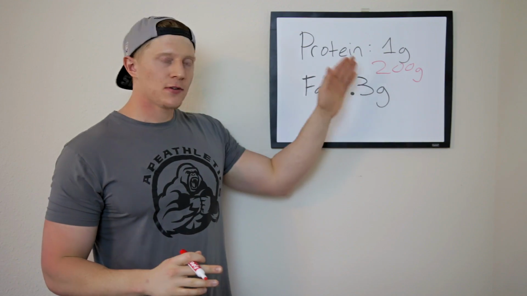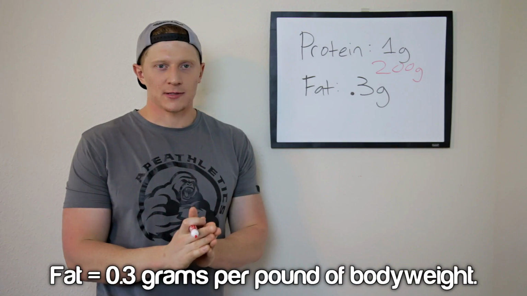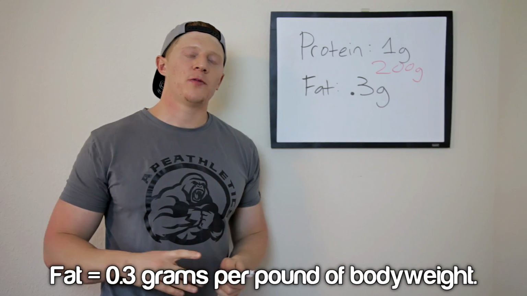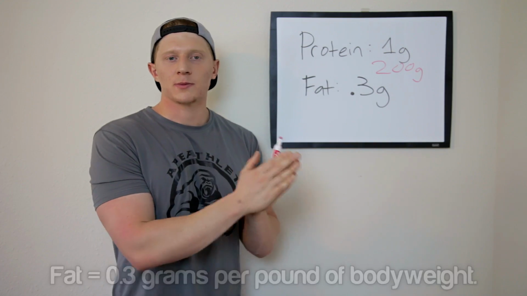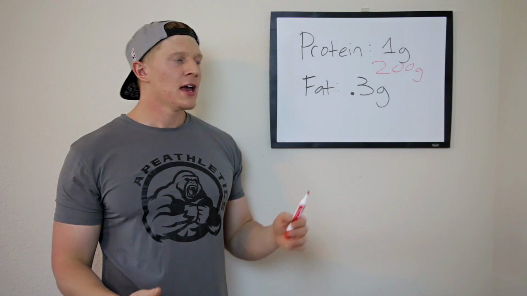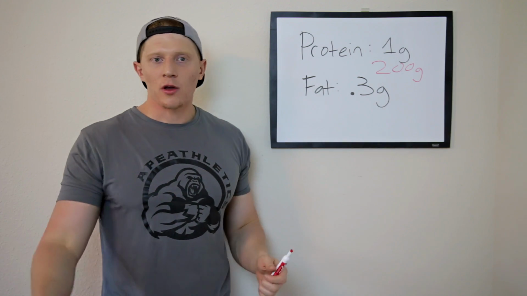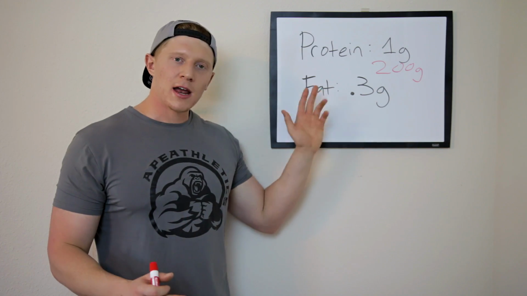And fat, instead of using the 1 gram, we're going to use around 0.3 grams. And that's a good starting place as well. If you feel like in your diet you don't like as many carbs, or you don't respond well to carbs, and you would rather have a little bit more fat, so you feel more full throughout the day, you can change this number to 0.4 or 0.5 grams per pound of body weight. But today, 0.3, good place to start.